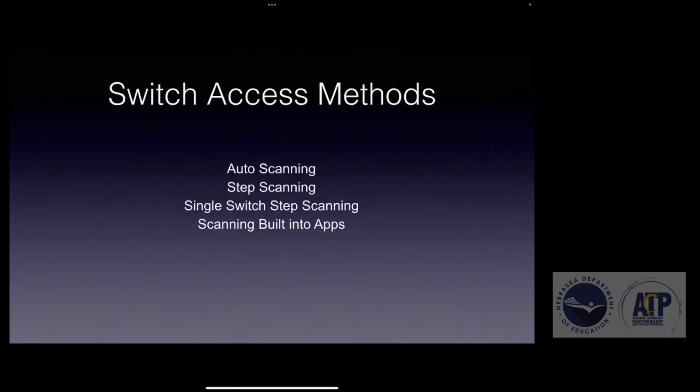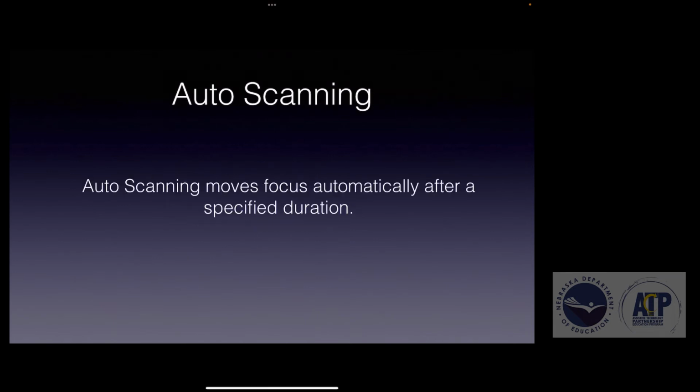There are several different types of scanning methods. There's auto scanning, step scanning, single switch step scanning, and then there's also scanning that is built into several different apps. With auto scanning, you hit the switch and it moves from item to item, and once it gets to the item you want, you hit the switch, and that's all based on timing. So you hit the switch and you wait till it gets to where you want, you hit the switch to make that selection, and then it will continue that scanning process.